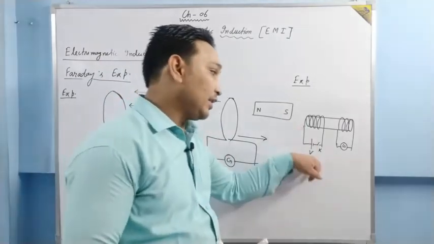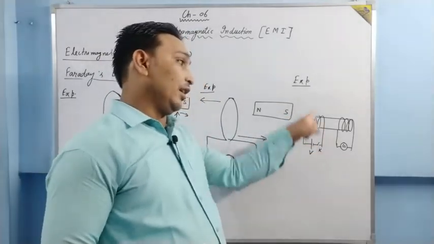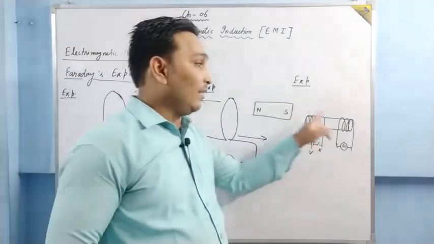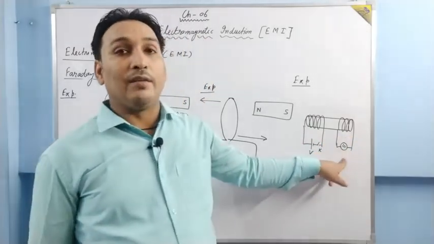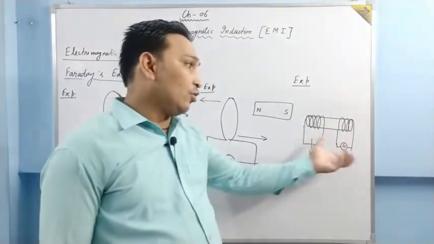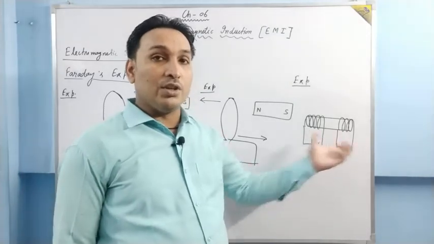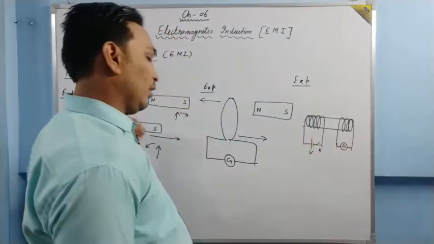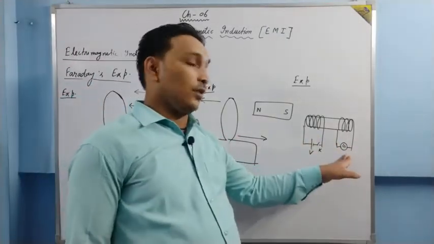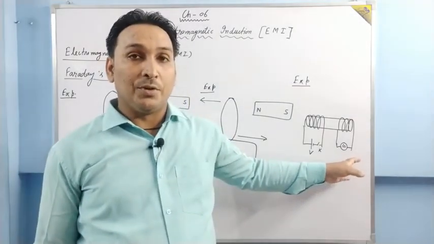When we turn this key on, when we start flowing current in this solenoid, then we see there is a deflection in the galvanometer. Simply, there is no change in distance as it was there previously, but here we have observed that there is a deflection in the galvanometer.